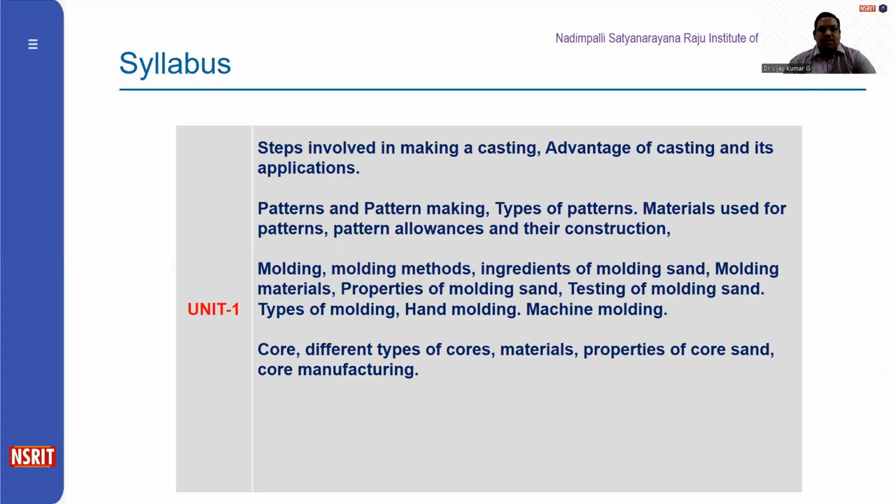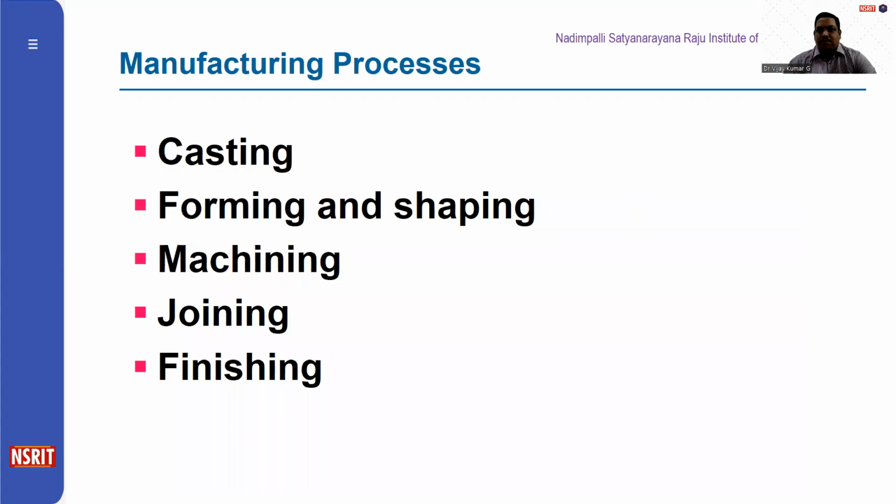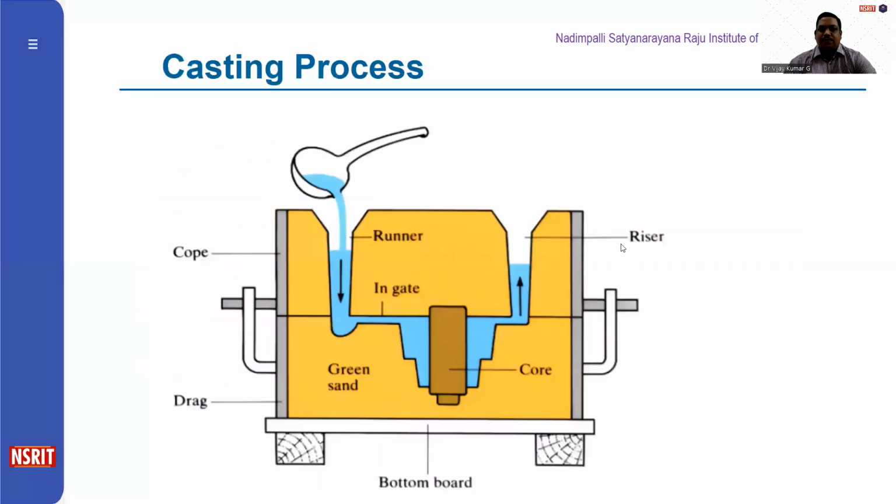So, dear students, in this video, I'll start explaining the Unit 1 concepts. That is basically we are going to discuss the casting process. As in my previous video, I have explained the different manufacturing processes: casting, forming and shaping, machining, and joining. These are the four fundamental manufacturing processes. The first and foremost manufacturing process I would like to discuss in today's video is casting.